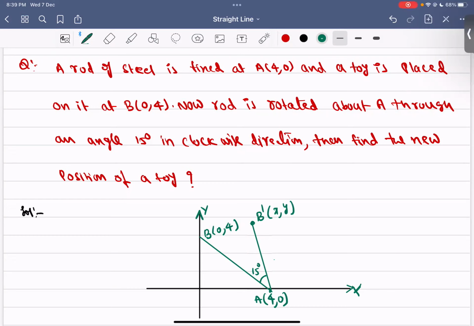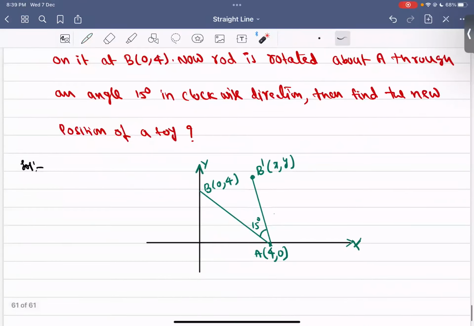So a variable point is being asked. If you rotate the rod, B changes, and the new position is this one. Now tell me, if you rotate the rod, does the distance from A to the toy change? No, sir. Just the position of the point changes. That's why the distance will be the same.